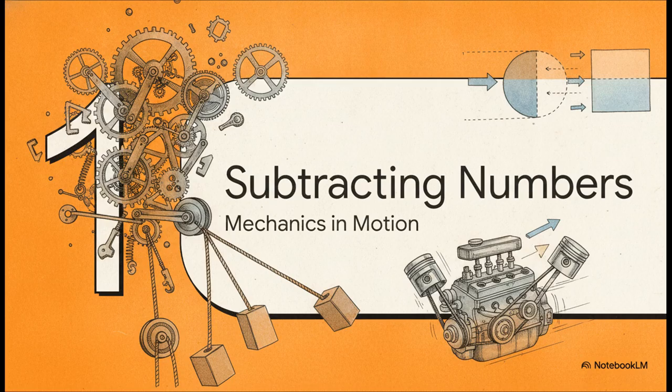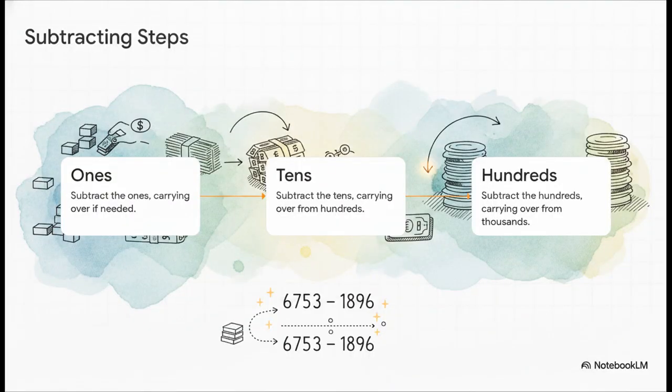Tool number 1, Section 1, Subtracting Whole Numbers, or Mechanics in Motion. So, to really get a grip on subtraction, we have to look at its underlying logic. It's a simple 3-step scaffolding. You always start small and build up. First, you subtract the ones. Next, you move over and subtract the tens. And third, you subtract the hundreds.